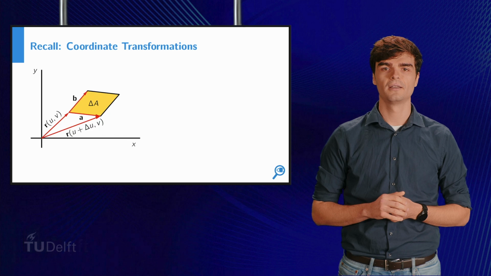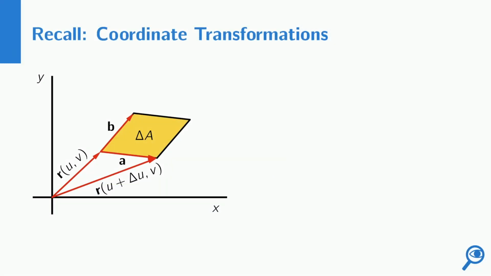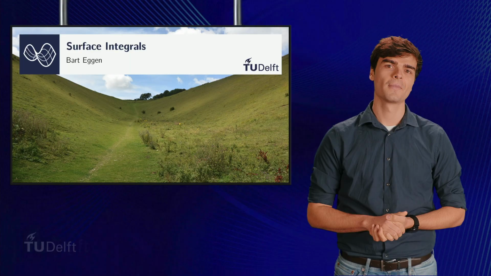and v. One method is to find a description of the vectors A and B, the sides of the parallelogram that approximates delta A. Vector A is the difference between its end and beginning point, given by the vectors in the left image. And when delta u is small, this difference is approximately the derivative of r with respect to u times delta u. The same can be calculated for vector B.